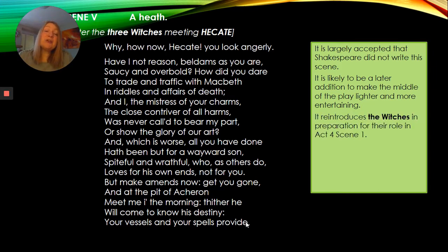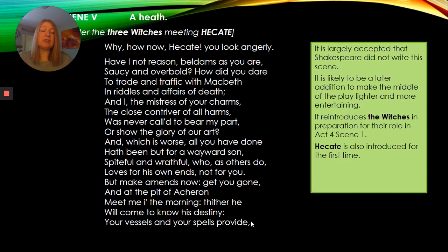Now, it does reintroduce the witches ahead of their appearance in Act 4, Scene 1, but we've seen in previous scenes that Shakespeare does this already. He has Macbeth talk about the witches and talk about Macduff to reintroduce them for the second half of the play. And so you could argue that this scene isn't really needed for that purpose, but nevertheless, we do see the witches. We also meet Hecate for the first time, and she is going to be appearing in Act 4, Scene 1.